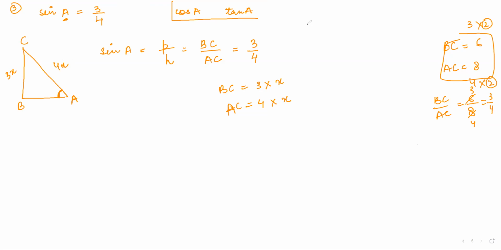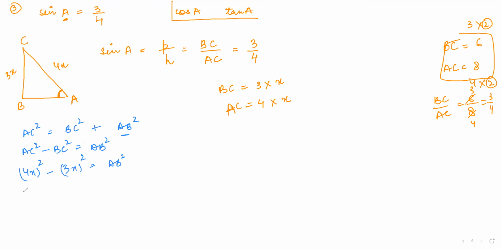Now again by Pythagoras theorem we will find the third side of the triangle. So AC square is equal to BC square plus AB square, right? I don't know AB, so I'll keep it on one side. AC square minus BC square is equal to AB square. So 4x whole square minus 3x whole square is AB square, right? Fine, Arshia? Yes, ma'am. Okay.